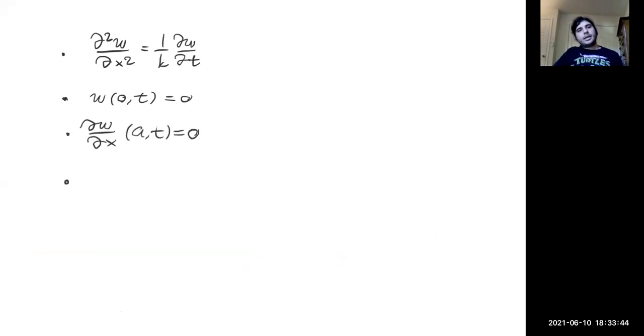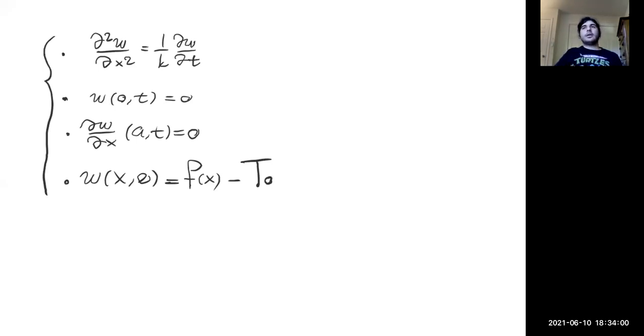And if you remember, the initial condition was also w of x at time 0 is equal to f of x minus v of x. But v of x here, remember, is just the constant t naught. So this is the equation that we should solve now. This is the equation with the boundary value condition and the initial condition. This is the equation we want to solve for x between 0 and a and t non-negative.